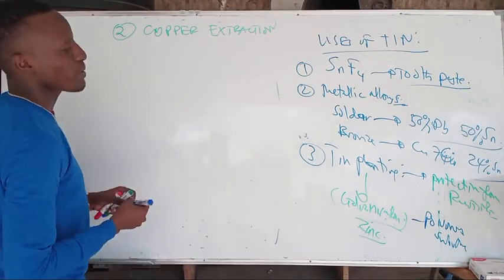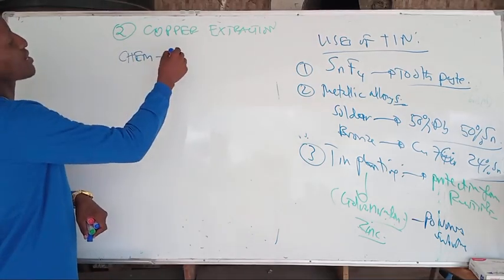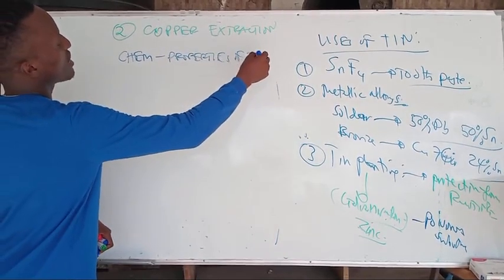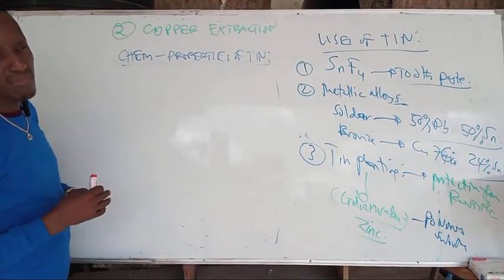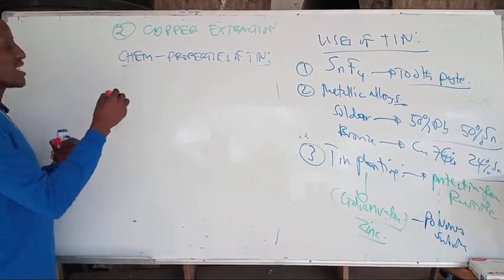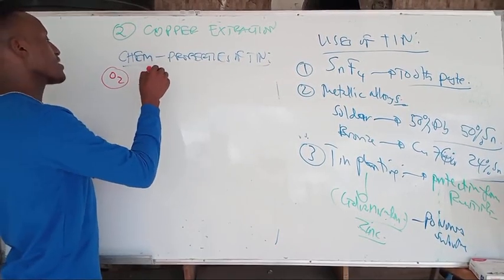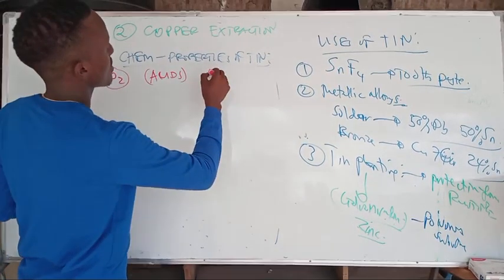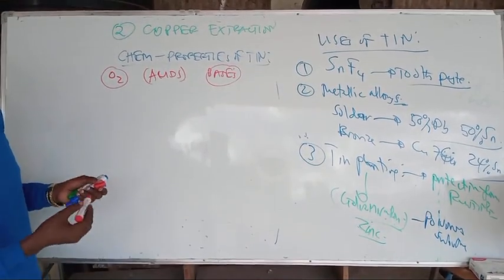The chemical properties now. Chemical properties of tin. Here there are, let's say, three or four chemical properties. It is very important to understand how tin reacts with oxygen. How does it react with the acids? How does it react with the bases? That's what you need to know. That's all you need to know.